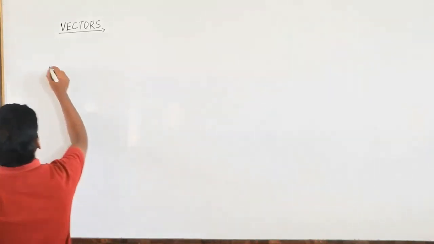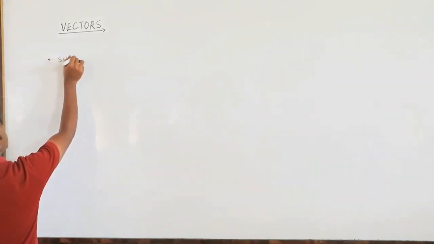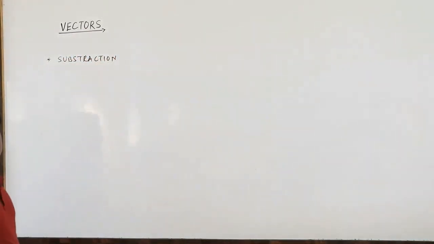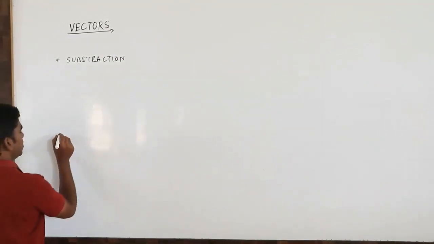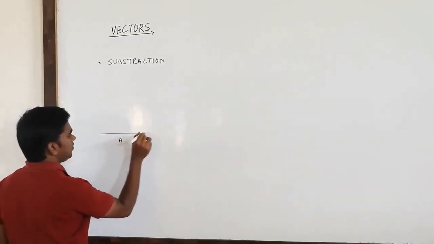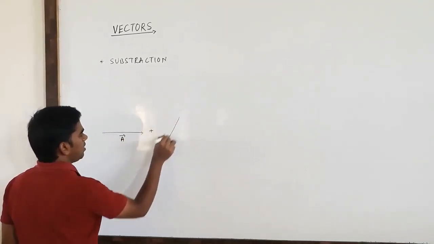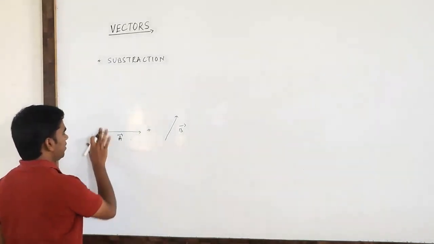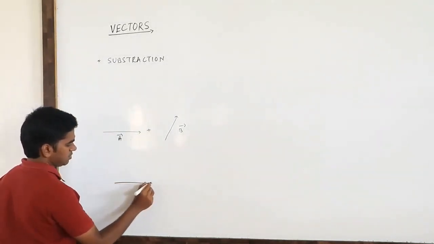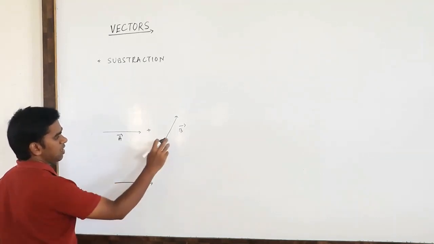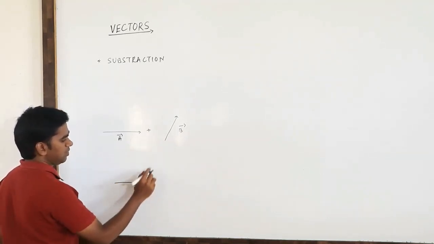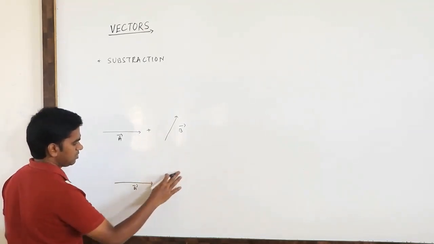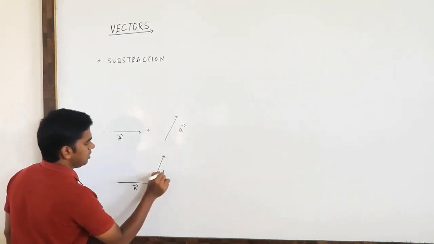Subtraction of the vectors. Okay, subtraction. So vector subtraction. In case of addition, suppose this is vector A, and if you want to add, and this is vector B, how can we add? Simply use the triangle law of vector addition: draw the first vector as it is, then join the tail of the second vector to the head of the first vector. The vectors should be in a straight line. So this is vector B.